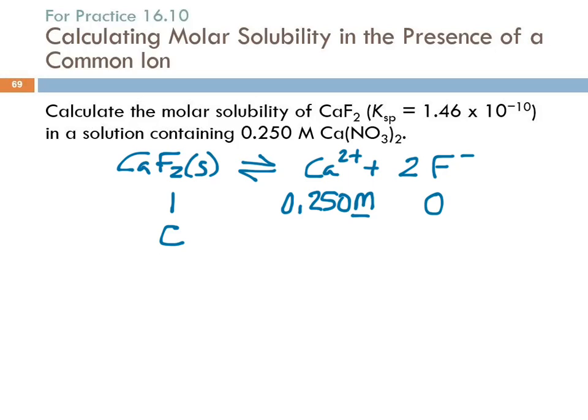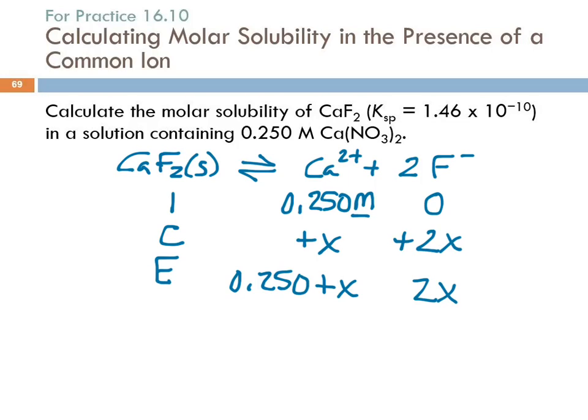Can it go to the left? Can we lose fluoride ion? No. It's going to go to the right, but it's probably not going to go very far. If you said to yourself, well, it's going to go to the left, what you'd end up with is a negative x, and it would fix itself in the end. This is going to go plus x, and this is going to be plus 2x. So at equilibrium, we're going to have 0.250 plus x, and we're going to have 2x.